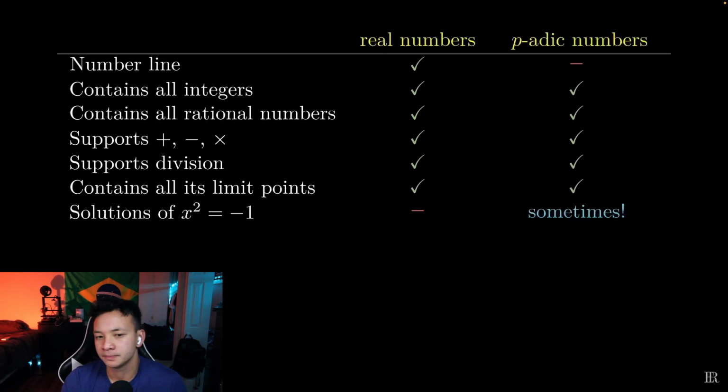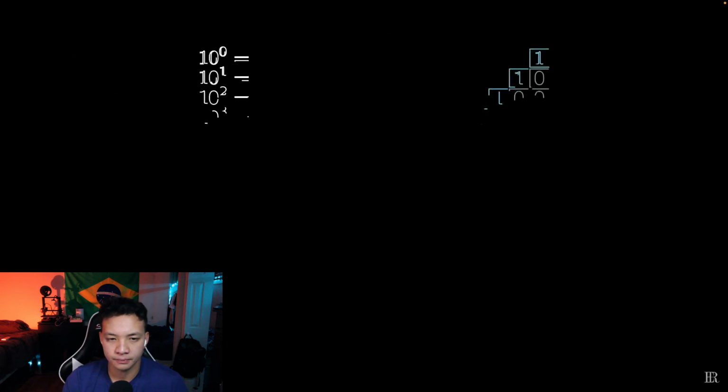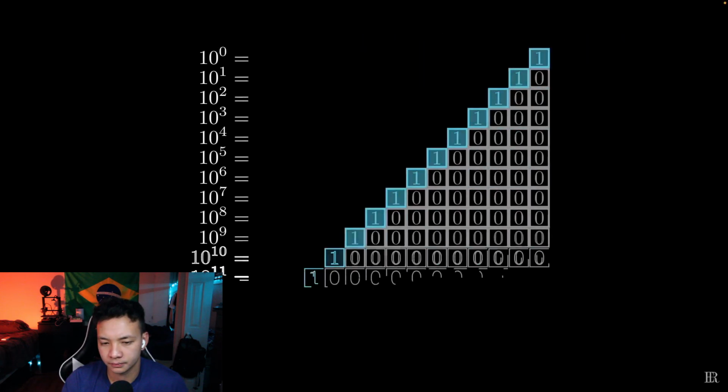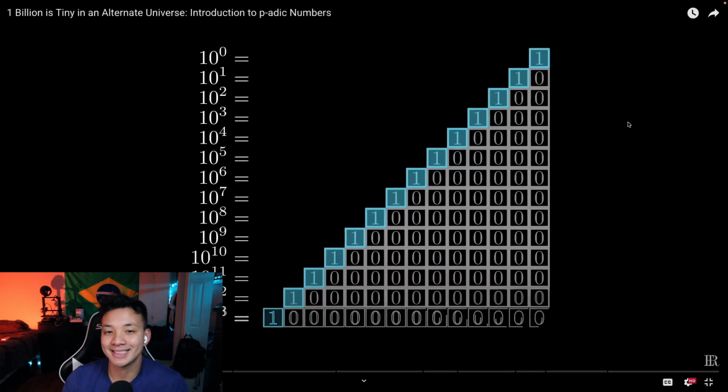P will end up being a prime number, so there are the 2-adics, the 3-adics, and so on. Are these good names for number systems? Well, no. But if we're honest, neither is the real numbers. Okay. To understand P-adic numbers, let's start with powers of 10 rather than powers of 2. So these would be the 10-adic numbers.